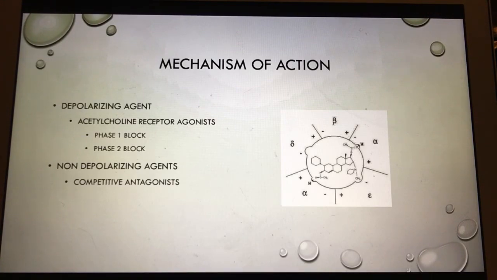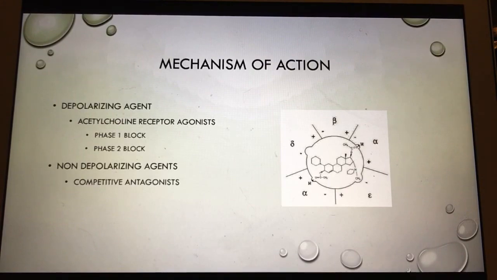So at this point, you'll see a phase 1 block in your patients, which is just a constant but diminished response whenever you use your peripheral nerve stimulator. With subsequent doses of succinylcholine, you can see a phase 2 block, which essentially mimics your non-depolarizing drugs, and you'll see a fade in your patients whenever you use your peripheral nerve stimulator.